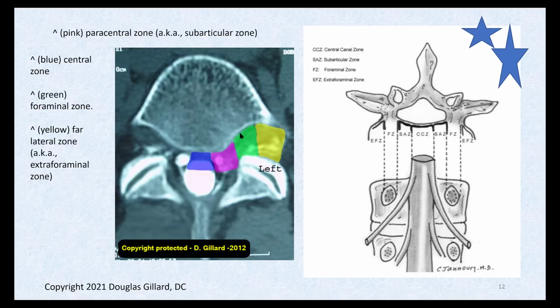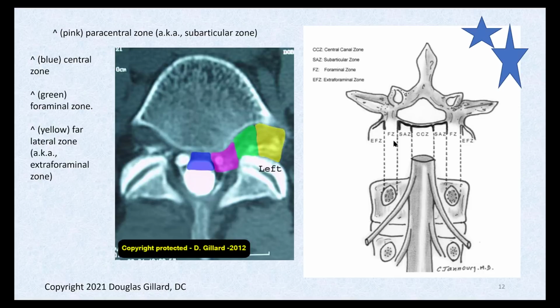Once you get in the neuroforamen, that's the little green zone here. That's called the foraminal zone. Once you're out of the little hole, the neuroforamen, those are called the extraforaminal zone or far lateral zone. So I do expect you to know these zones. If I put this picture up and I put a big herniation right in here, you should be able to tell me what zone the herniation is within.